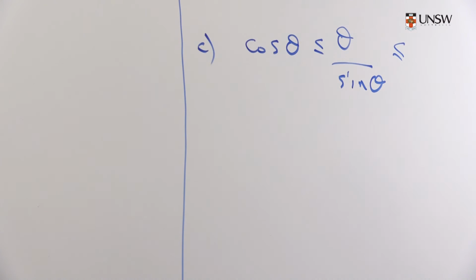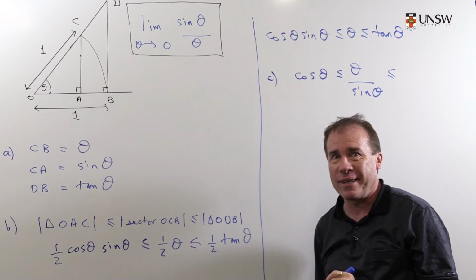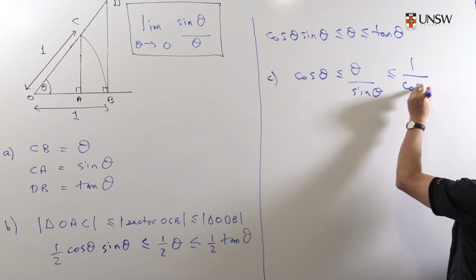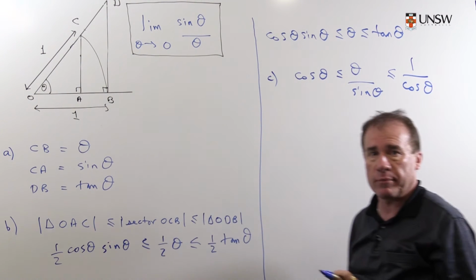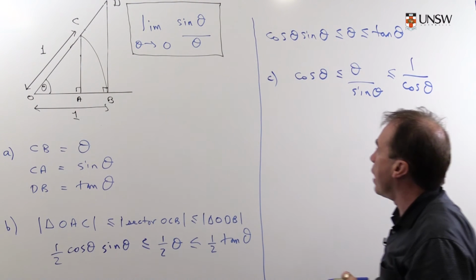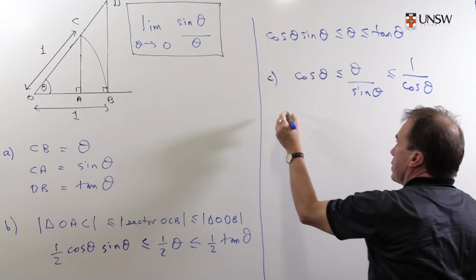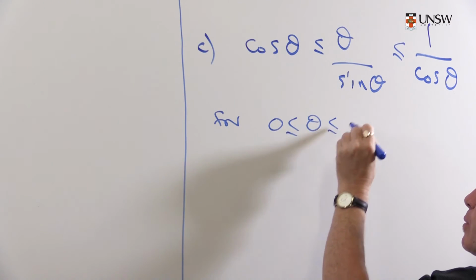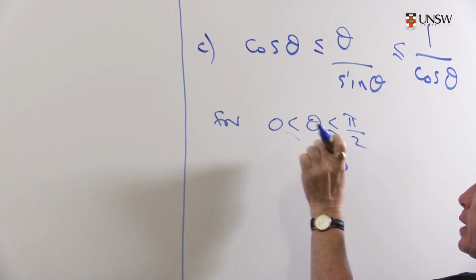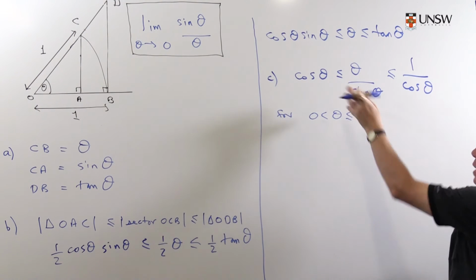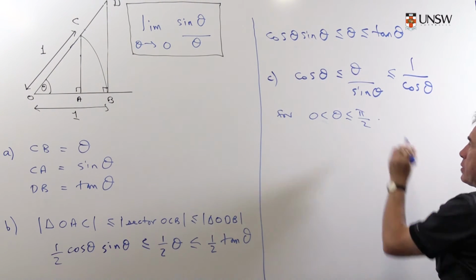Now, of course, tan, you all know when you see tan theta, that's sine over cos. And so when I divide by sine theta, I'll just get 1 over cos theta. And having it in that form now, we're interested in what happens. So I should really say here for theta between 0 and pi on 2. I better exclude the 0. So for theta in that range, then this inequality holds.